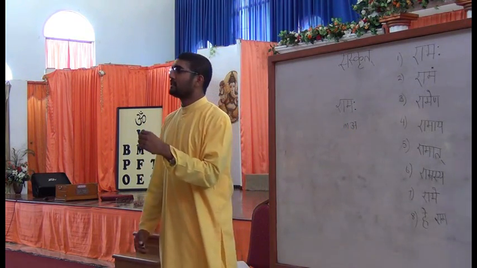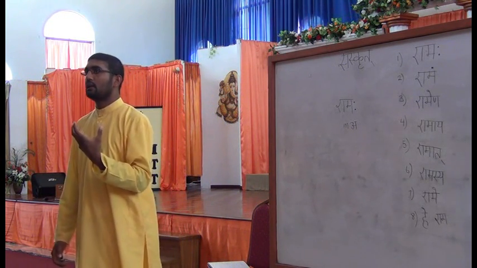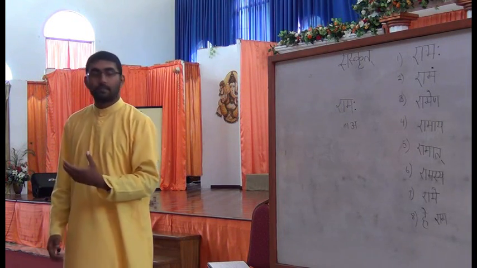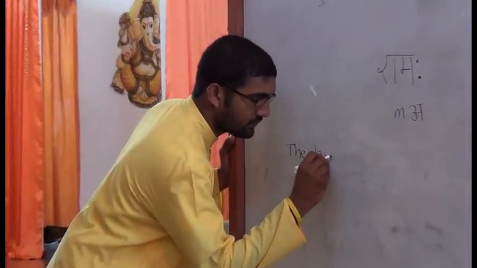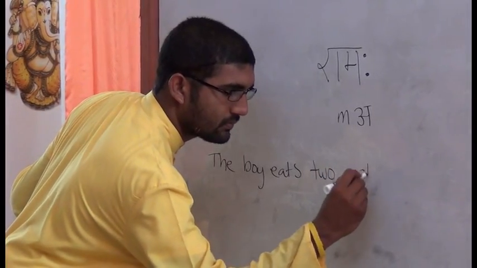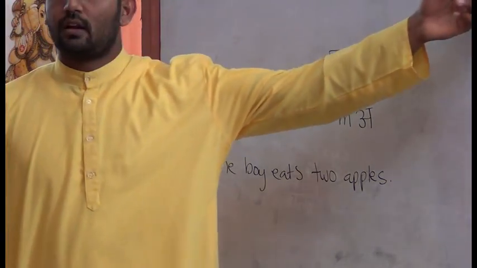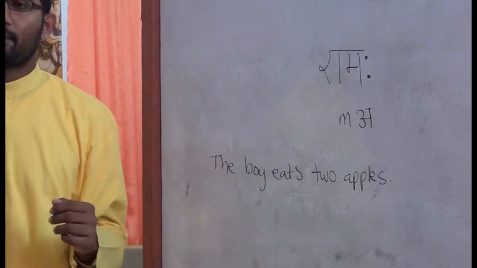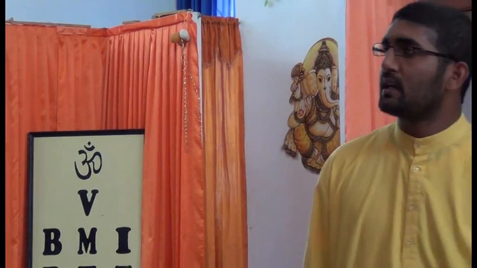Alright, let me choose number 3. With 2 girls. Right? So that 2 girls there would go in dual case. Everybody clear? Example. The boy eats 2 apples. So the boy here would be in subjective case. Right? We have the verb, and then we have 2 apples. Instead of a word for 2 and then apples, we would just put apples in a dual case.